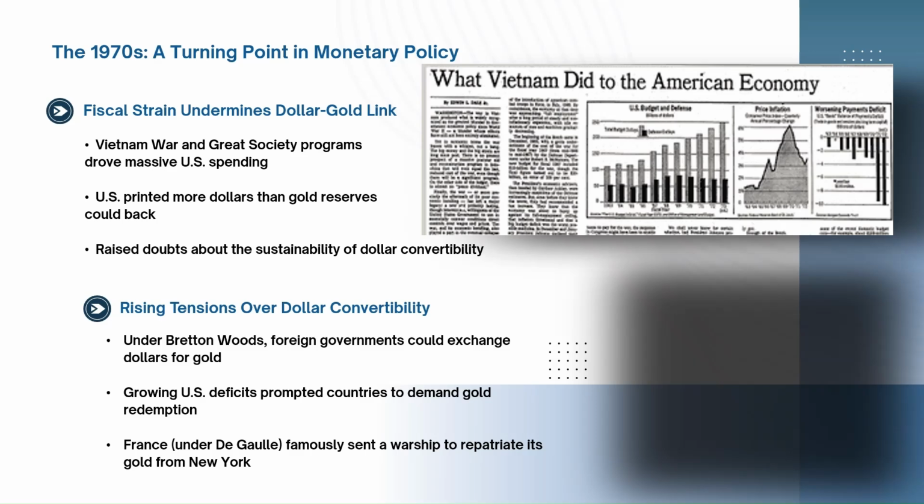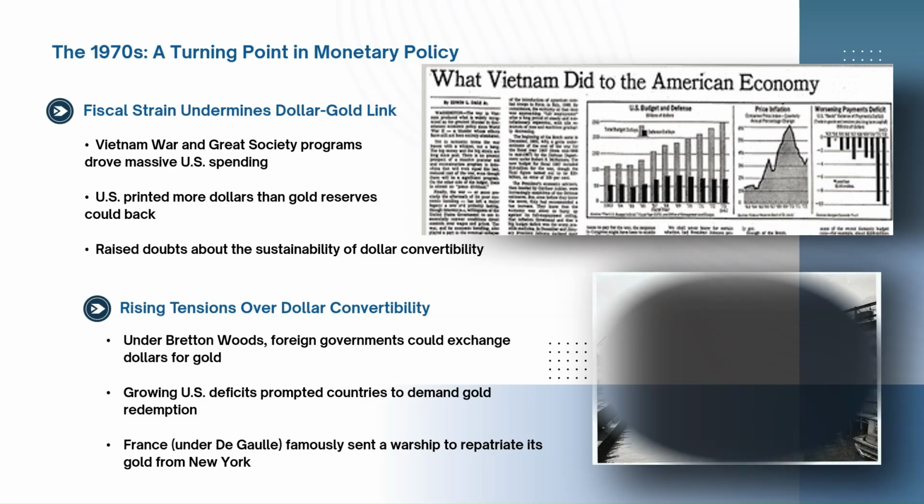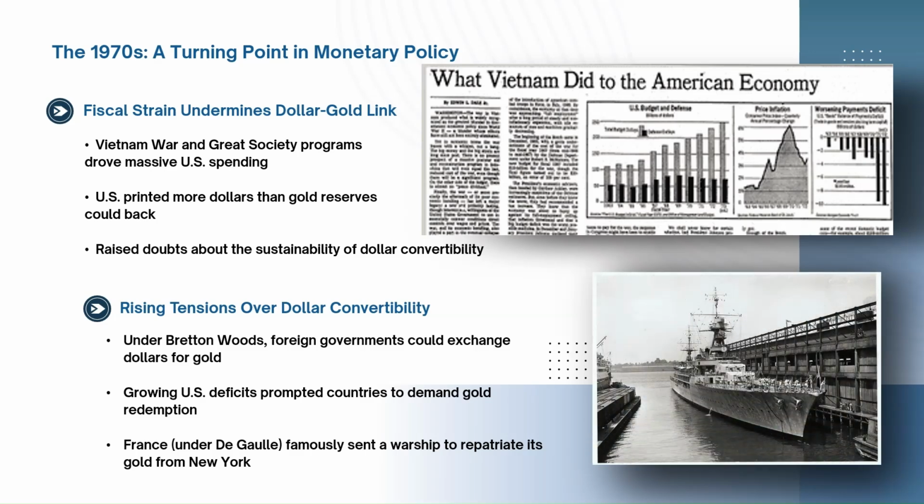And the rest of the world began to lose confidence in the ability of the US to exchange gold for its dollars. In one particularly striking incident, France sent a warship to New York to physically retrieve its gold, a clear signal that trust in the system was breaking down. And if other countries followed suit, demanding gold in exchange for dollars, this would put unprecedented pressure on the US gold reserve.